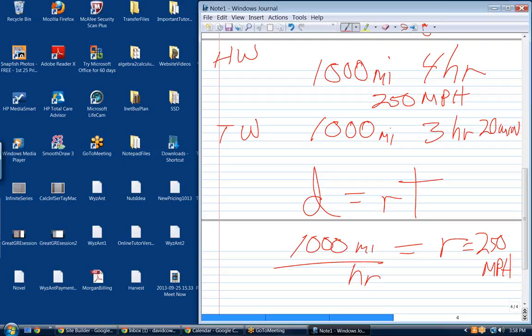So would it be 1,000 divided by 3.33, or 3 1/3? Yeah, 20 minutes is 1/3 hour. So that number equals 300, so 300 miles per hour. That's how many land miles this plane is covering every hour: 300. And 250 going out into the headwind.